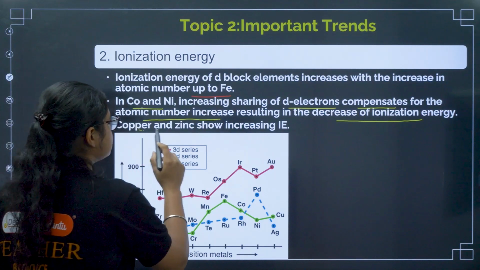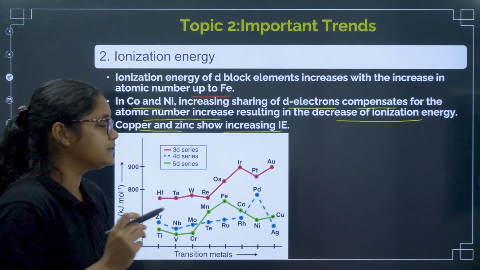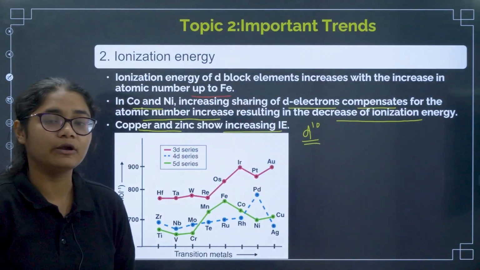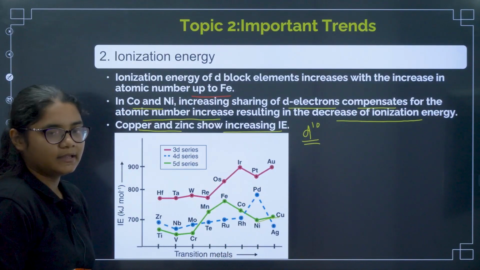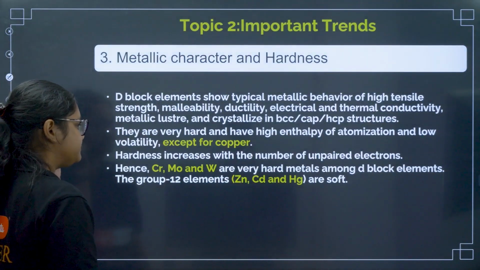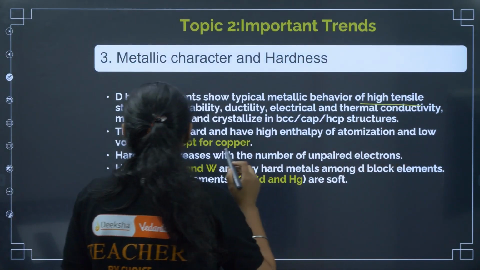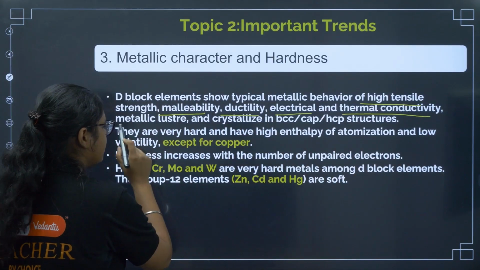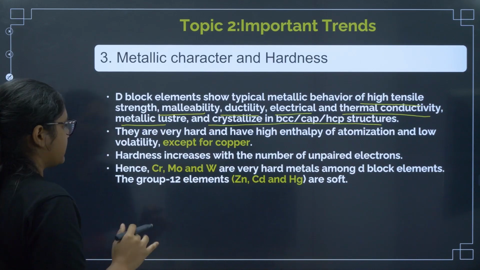Then again, copper and zinc show increasing ionization energy, because here it is a completely filled d10 orbital, right? So removing an electron from completely filled orbitals is again very difficult. So that is why from nickel to copper it keeps on increasing. Okay. Next, metallic character and hardness. The d block elements have metallic character like high tensile strength, malleability, ductility, electrical and thermal conductivity, metallic luster, crystallize in BCC. So these are basic things, we need not focus here.